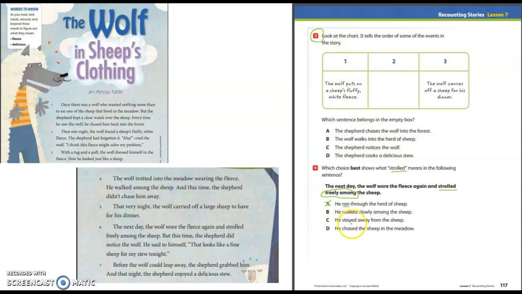Let's look at the other options. He stayed away from the sheep. Well, I see the word among, and I know that that means he's there with them. So that means he's definitely not away from them. So that wouldn't make sense. He chased the sheep in the meadow. Well, if he's among them, then he's with them. So he's not chasing them away. So I know that strolling means walking slowly.